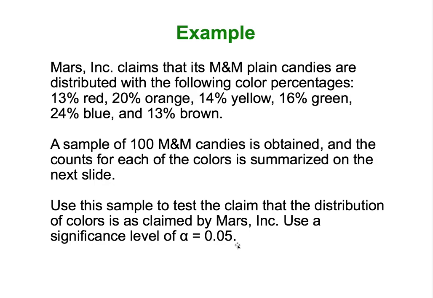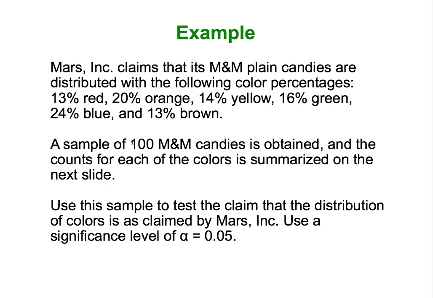So here's our example. We're going to consider a sample of 100 M&M candies. Mars Incorporated, the candy company that makes M&M plain candies, says that they package their candies with 30% red, 20% orange, 14% yellow, 16% green, 24% blue, and 13% brown. That's how they say the relative frequency of their candies is distributed.